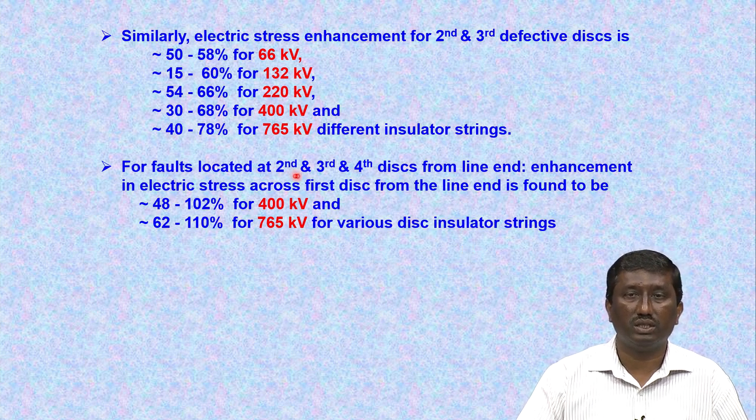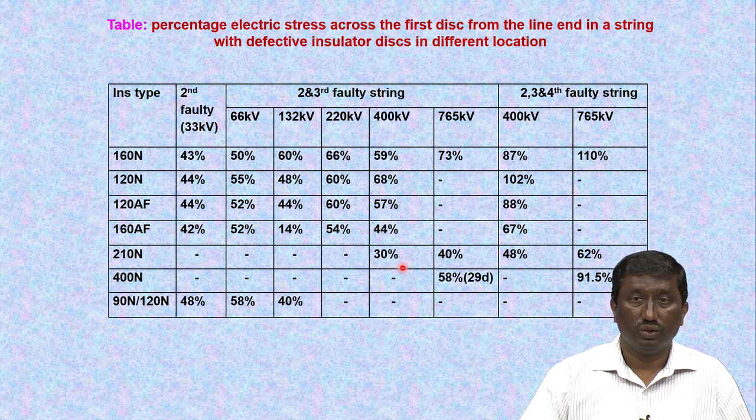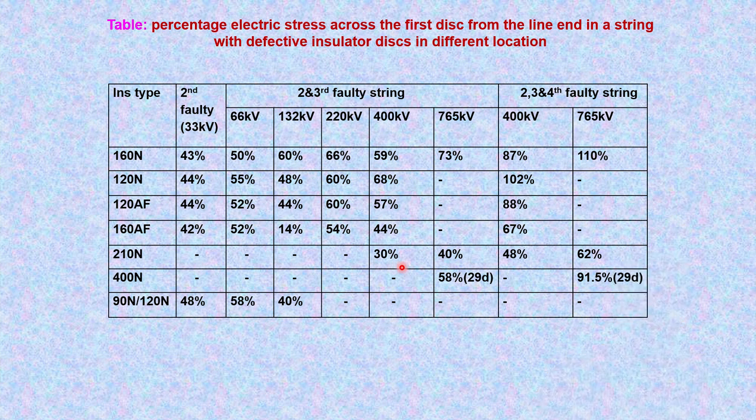Similar fault locations at second, third, fourth show these values for 400 or 765 kV, how the stress increases with the adjacent insulator discs. So, this gives a complete percentage of the electric stress across the first disc. Particularly, we have taken that the first disc is functional, there is no failure. The consideration was that the second could be faulty, which is a very serious thing. In case second and third are faulty, or in case second, third and fourth are faulty, these are the values of percentage stress which the first disc sees. That is very important.